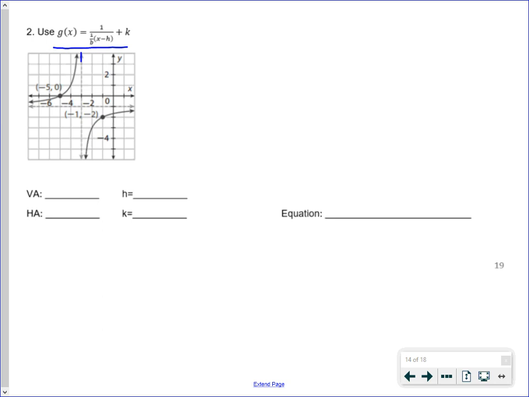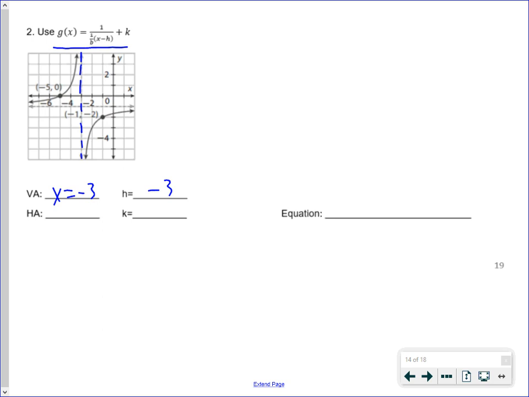So our vertical asymptote will be the vertical one, the one that goes up and down. In this case, it's x equals -3. Every single point on the asymptote has an x value of -3. So that means our whole equation for the asymptote is x equals, sorry, -3. So if our vertical asymptote is x equals -3, our h is -3.